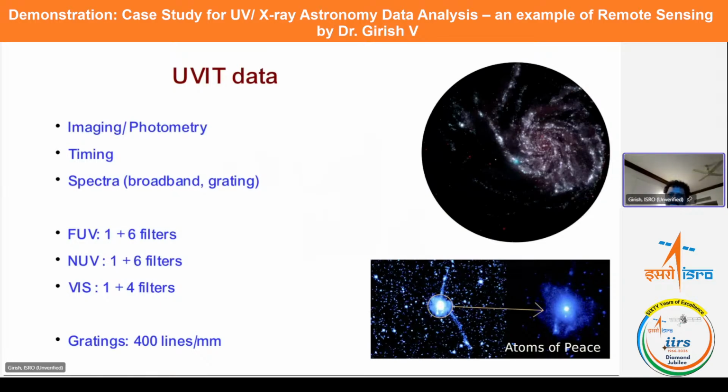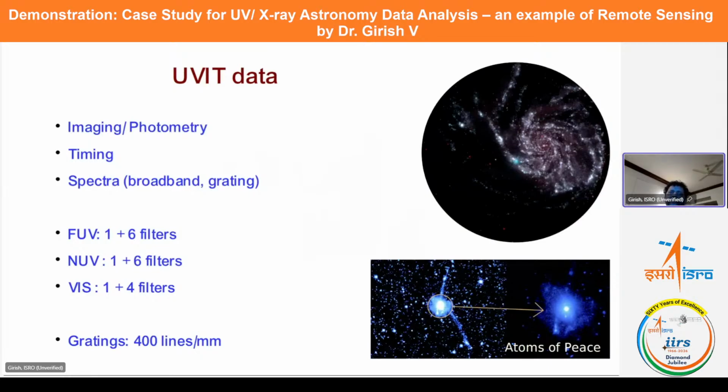So UVIT can give two types of spectra. One is, as I mentioned earlier, UVIT has a total of 8 filters in the far-UV. One of them is used just to block, for safety purposes. Similarly, NUV has another 6 filters, and visible has four filters. So if you observe the object in these filters, you can make a plot. This is called a spectrum. This will give you only points.